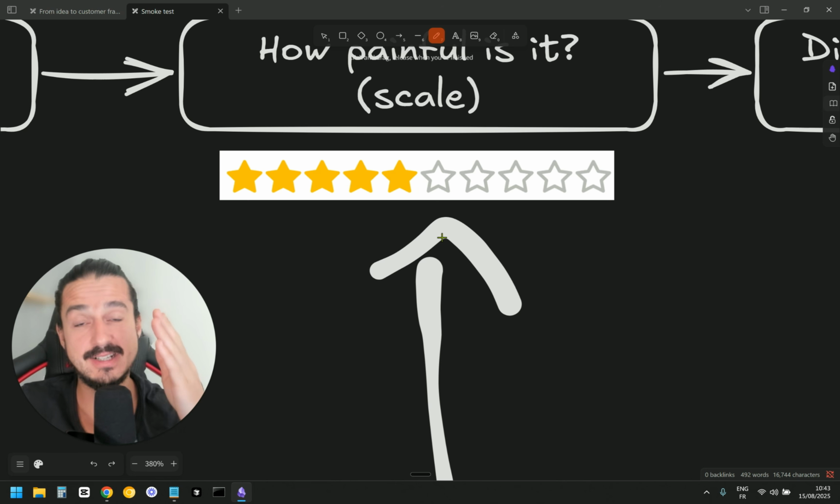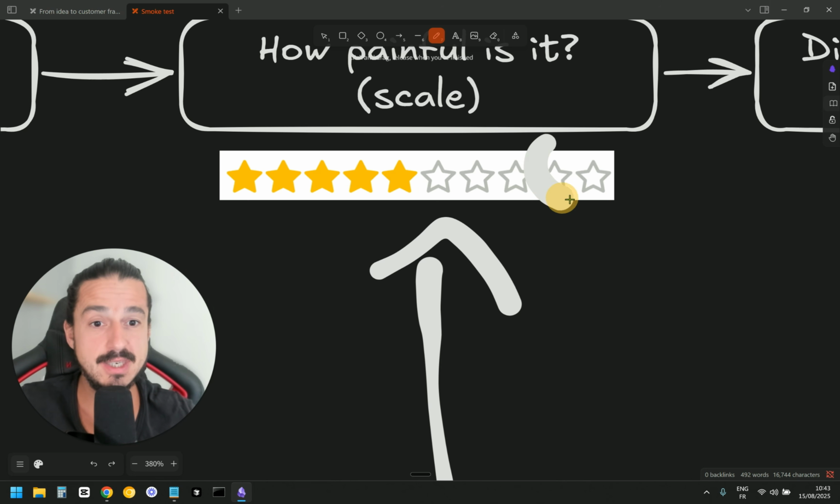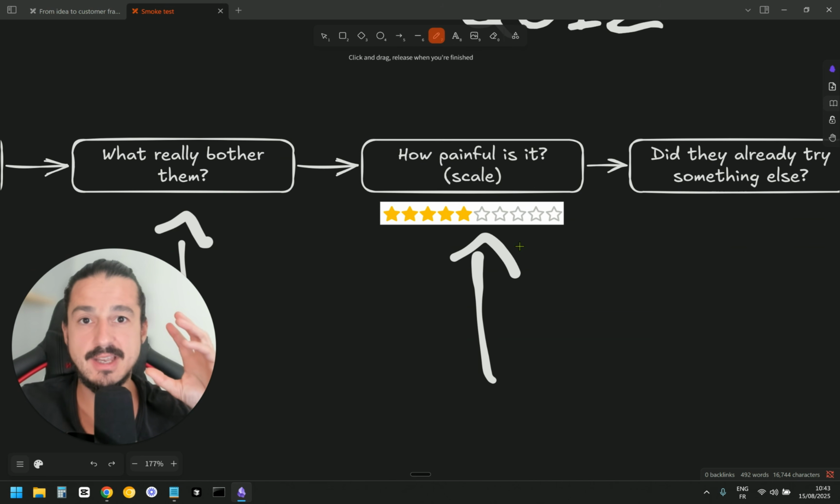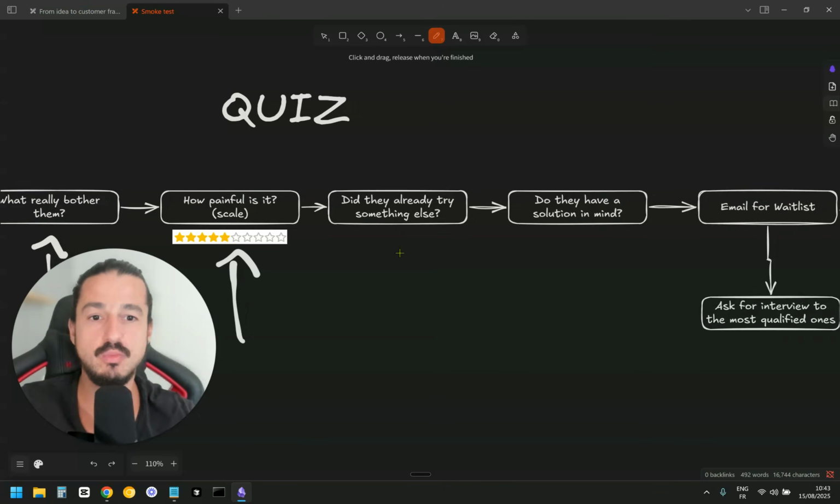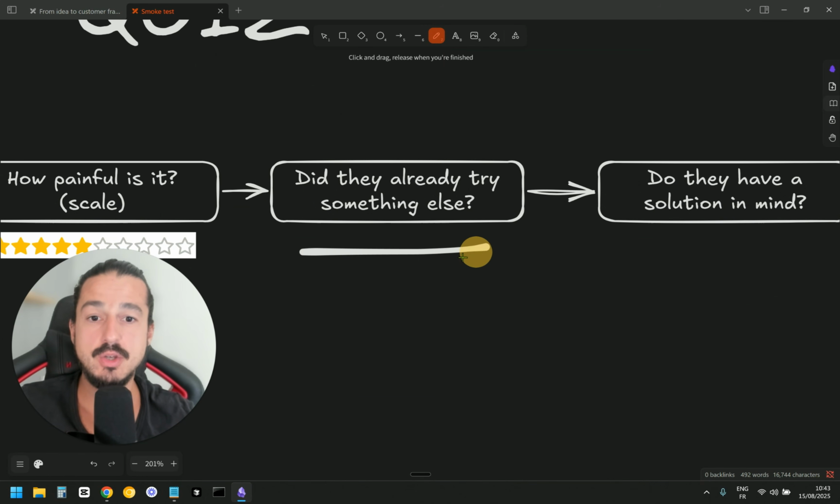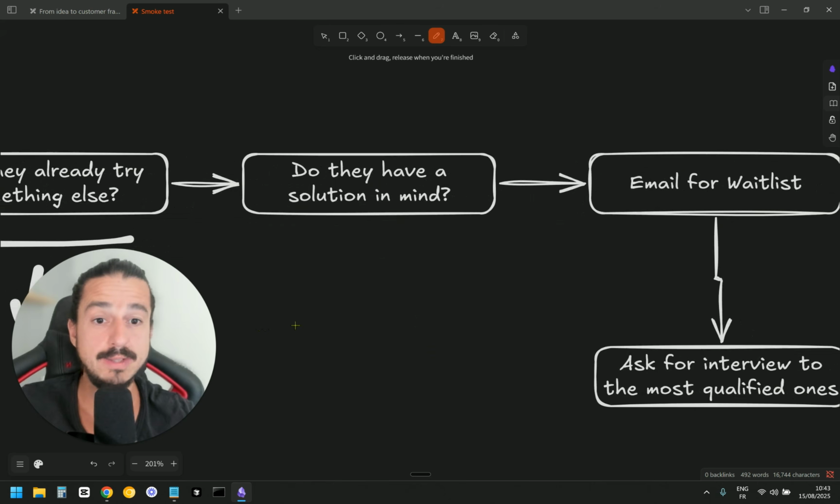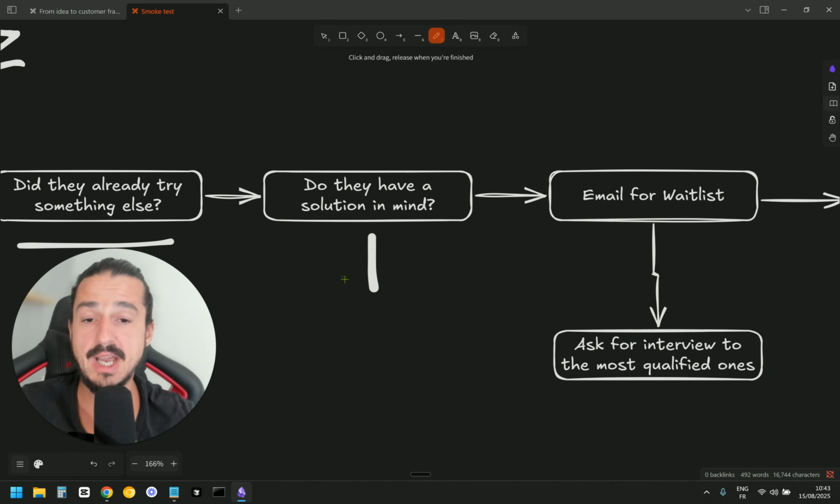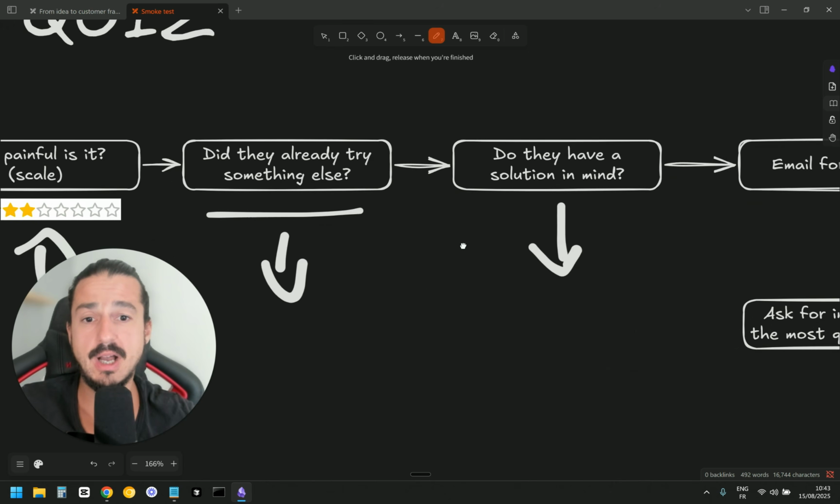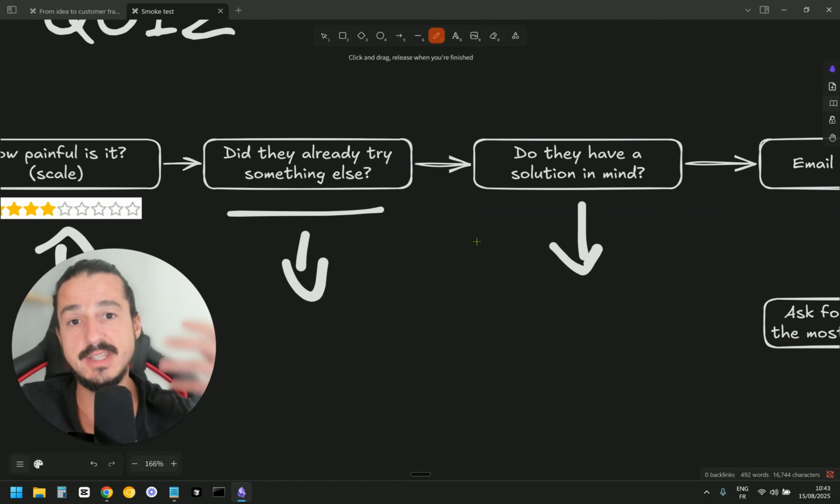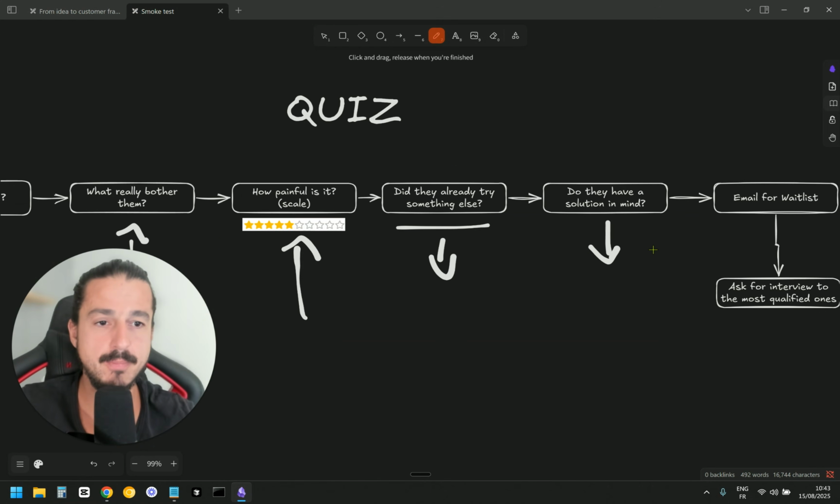if it's something that is extremely painful, that is a good business idea. If you are at 9 out of 10, then this is a very painful problem. And you know that if you come up with a solution, it will work because people really want to solve it. You want to ask them if they already tried something else, and if so, what? Do they have a solution in mind? Like, how would they see the app working, for example?